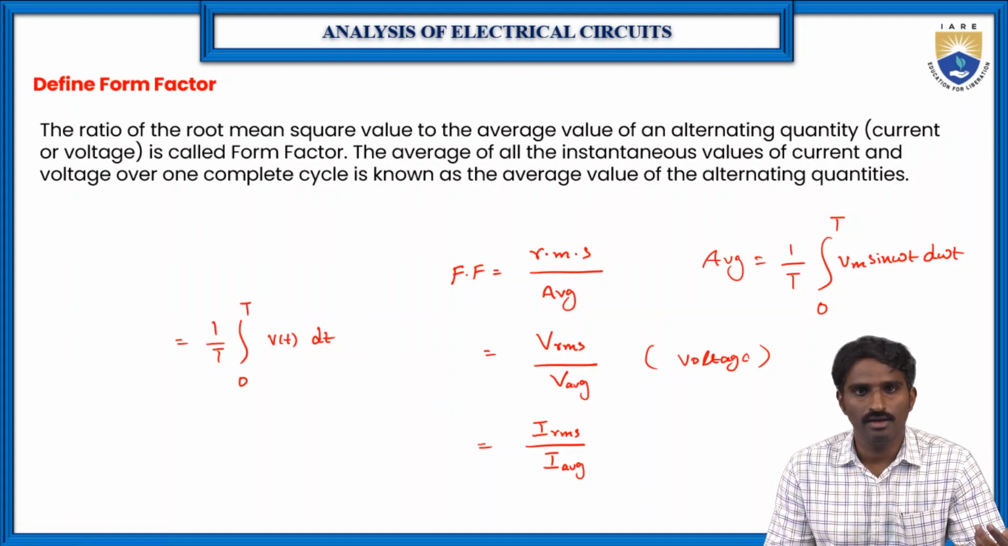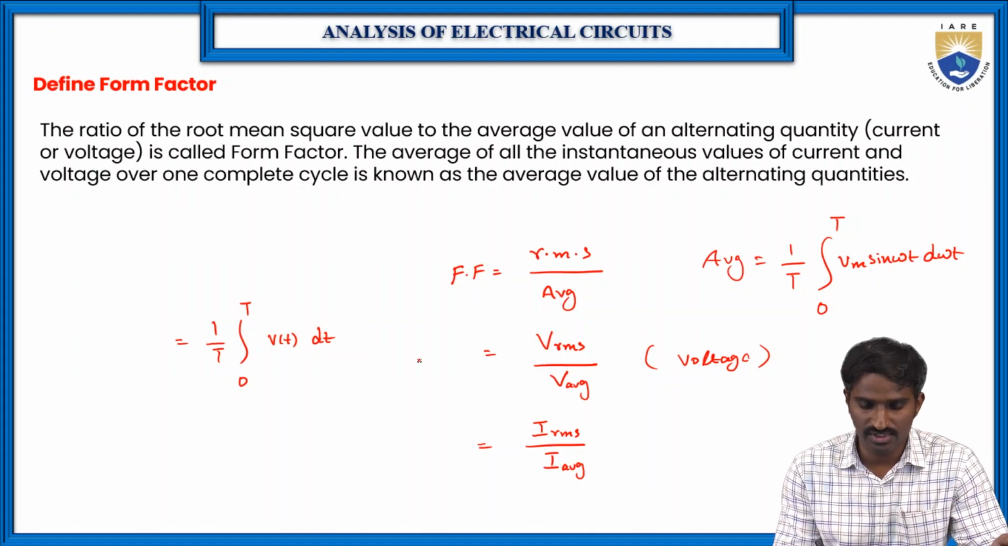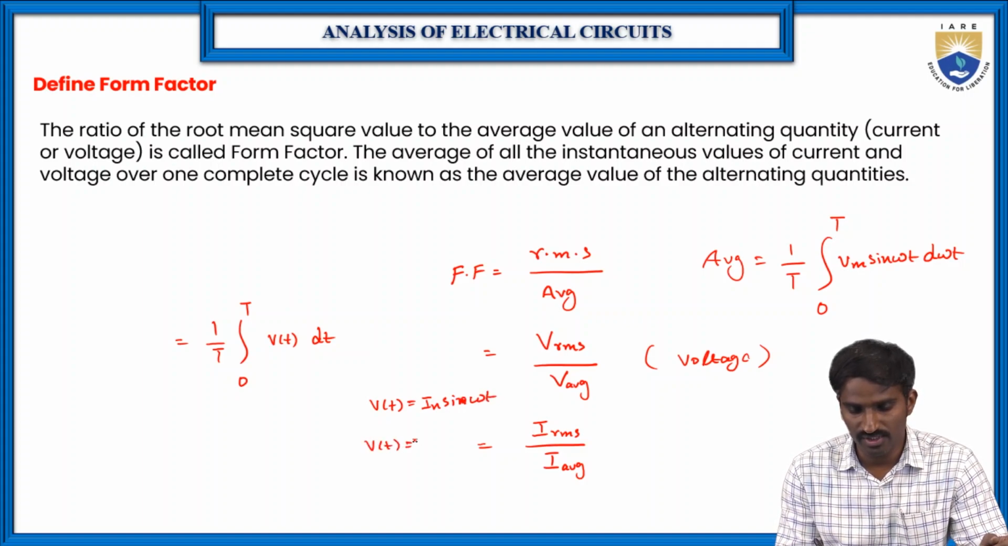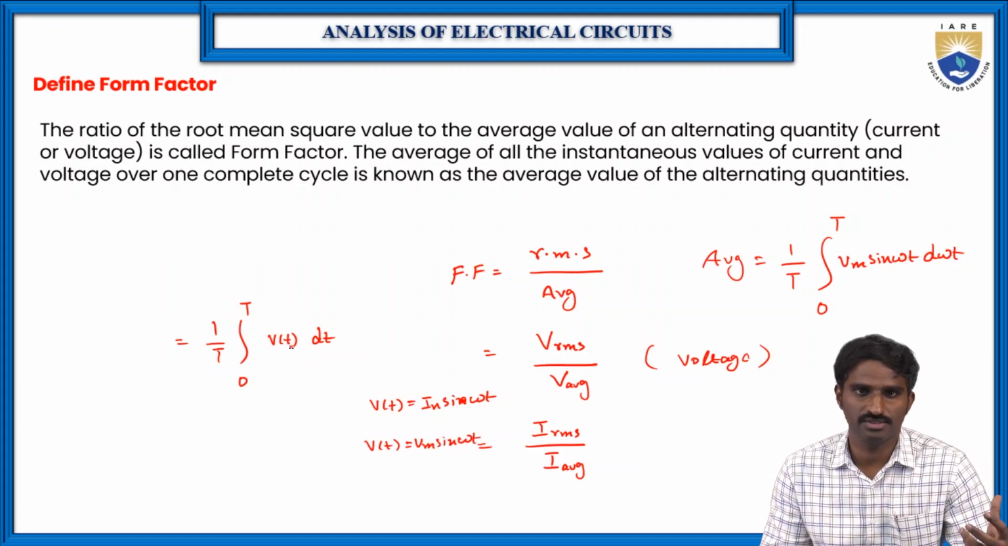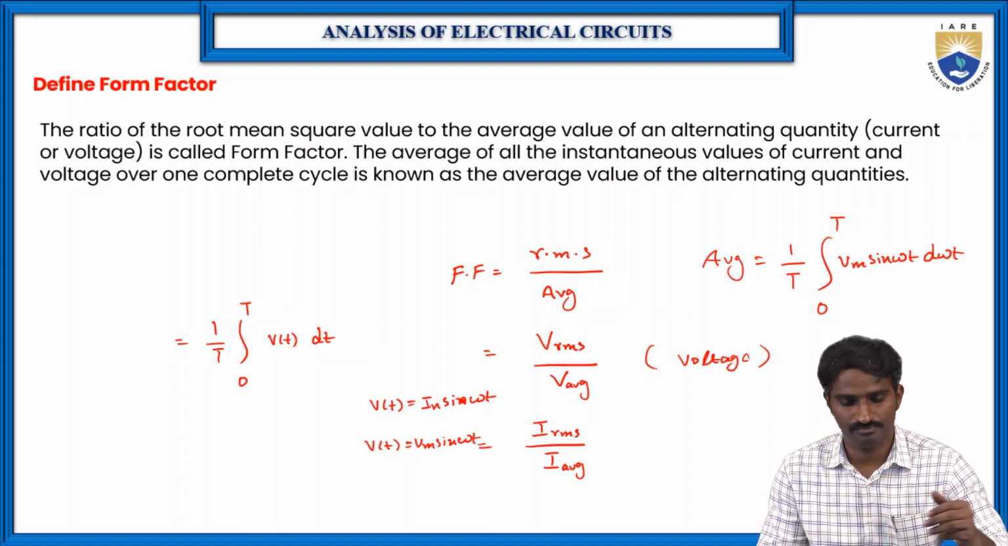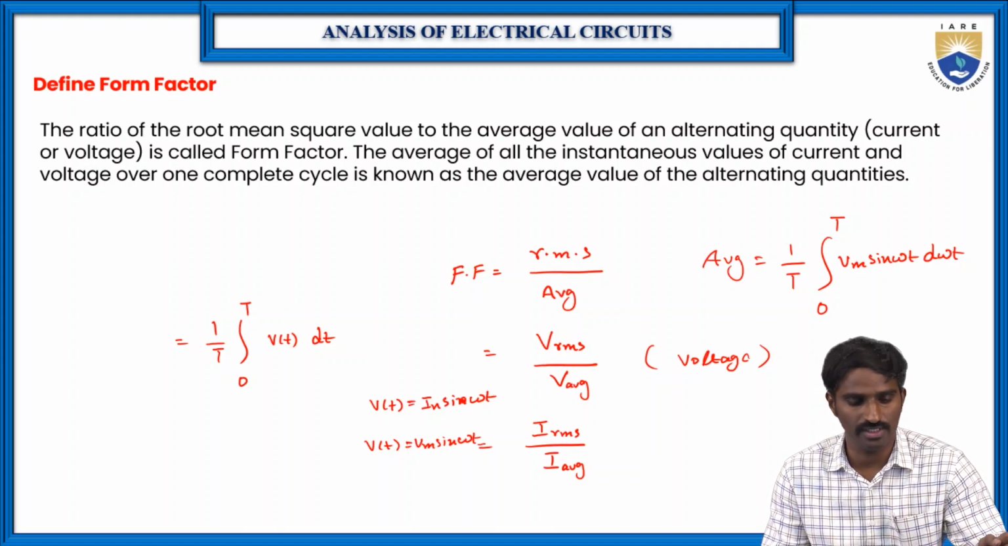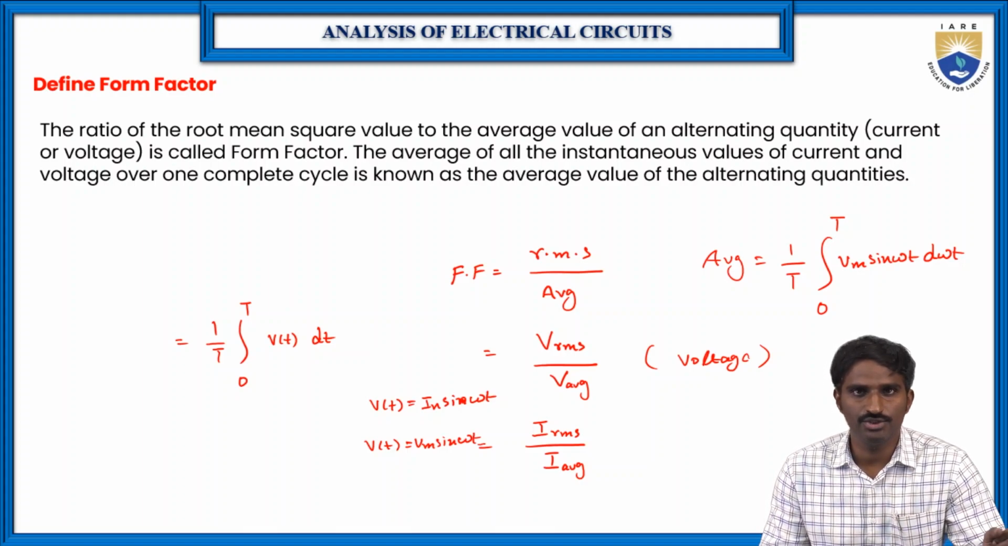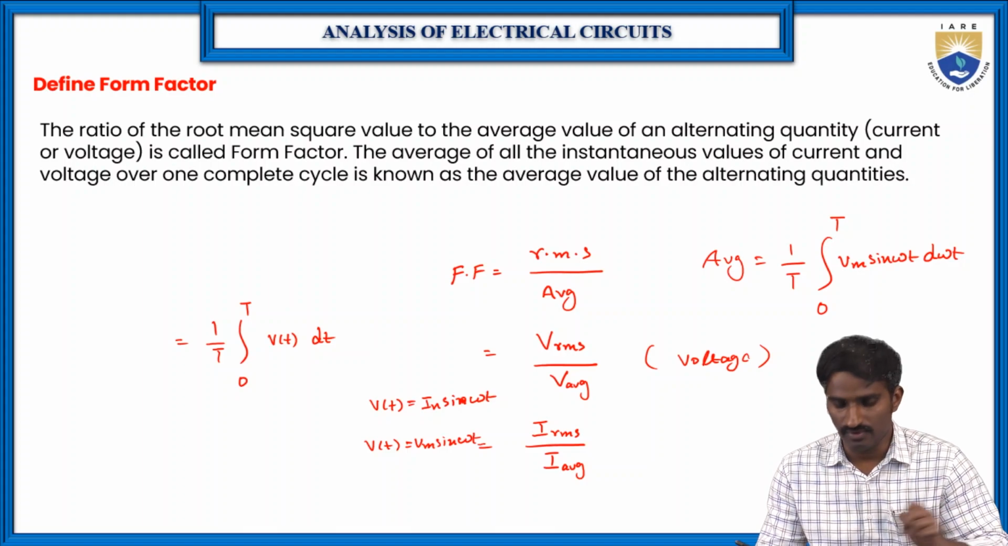If it is an alternating voltage waveform, then V of t will be Vm sine omega t, and if it is a current, then it will be Im sine omega t. So this V of t represents the kind of waveform for which we need to find the form factor. Basically, the form factor is the ratio of the RMS by the average value of a quantity, which may be voltage or current. So this is about the form factor.